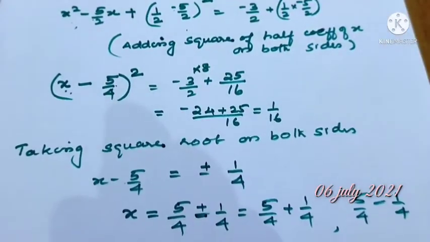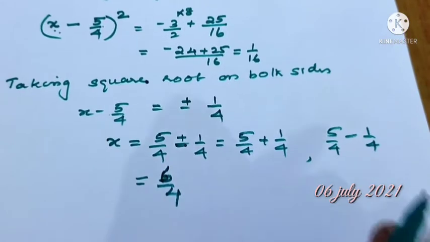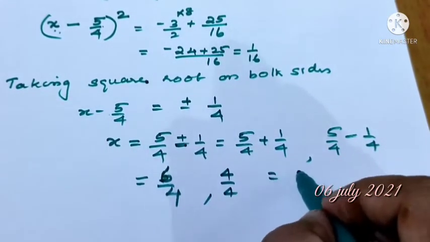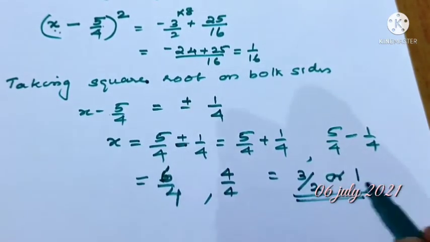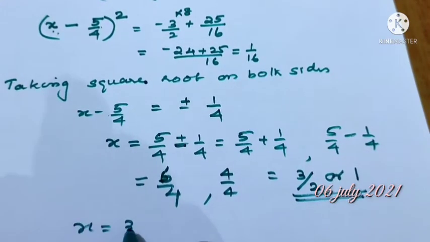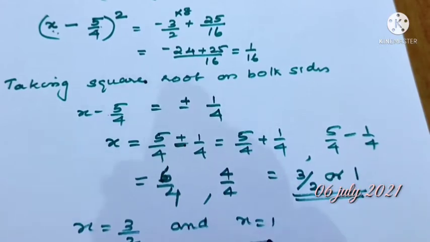So what is the meaning of this one? 5 by 4 plus 1 is 6 by 4, right? What is 5 by 4 minus 1? It is 4 by 4 only. So after the simplification, it is 3 by 2 or 1. So what are the values we are getting for x? x equal to 3 by 2 and x equal to 1.